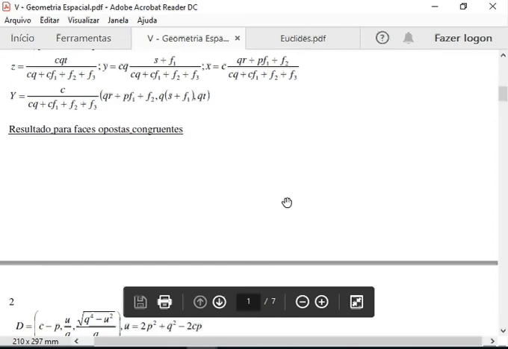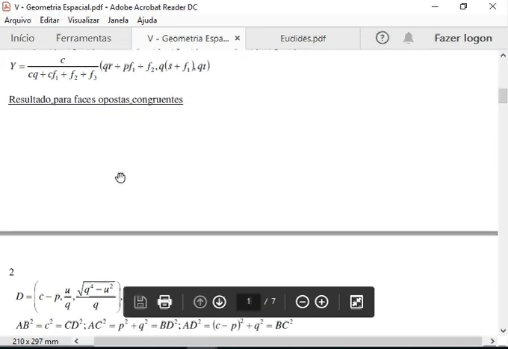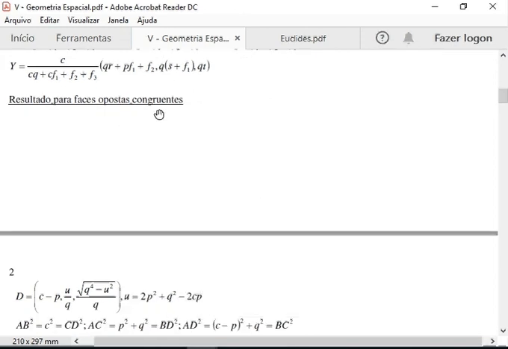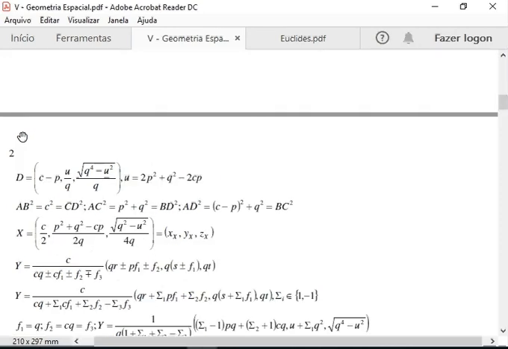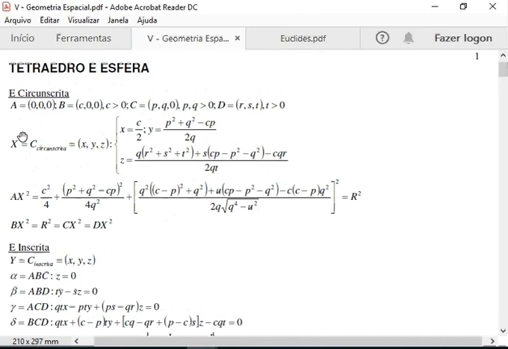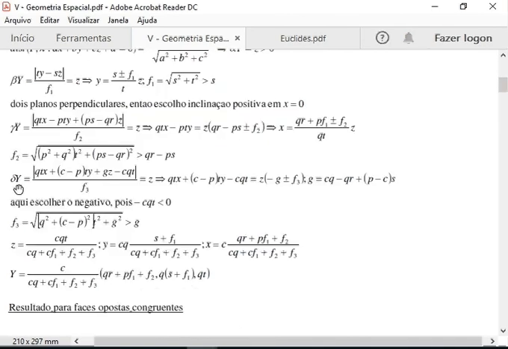There was an exercise which I have done for congruent opposite faces. We now are going to suppose AB is equal to CD, AC is equal to BD, and AD is equal to BC. Who is D? RST.